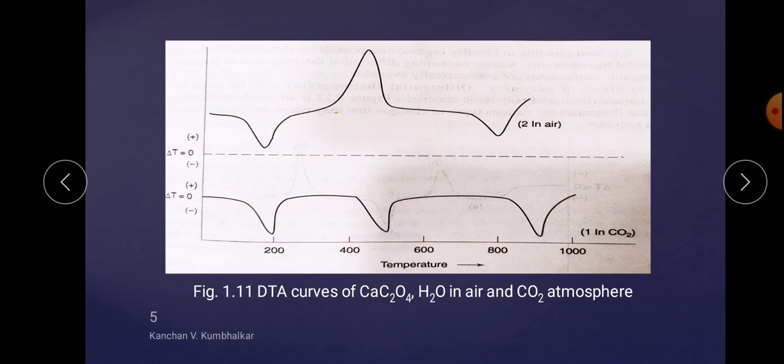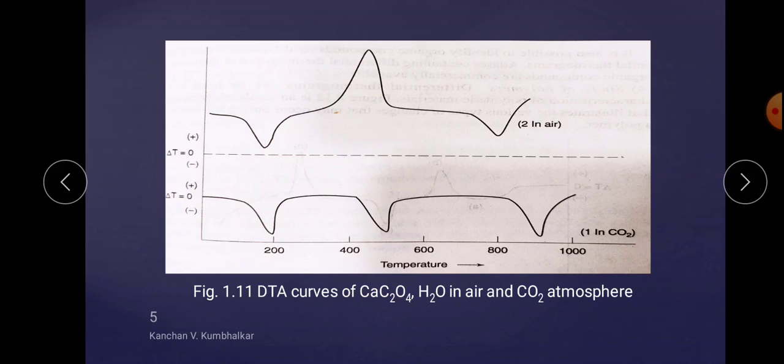In this case, if you are using air, three peaks are observed, of which two are endotherms and one is an exotherm. And if you heat the same compound in CO2 and observe the DTA curve, there are again three peaks, but there is no exothermic peak, all are endothermic peaks. This is the characterization of the DTA curve. It is a simple DTA curve.